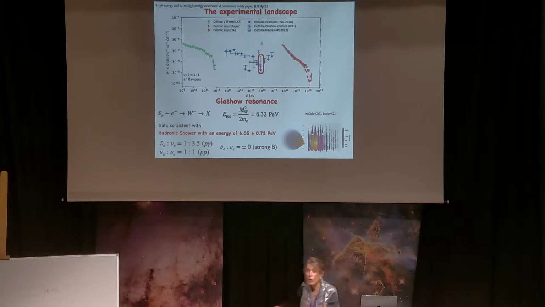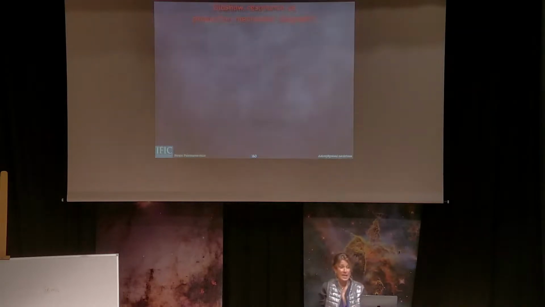So why is the Glashow resonance so important? Because it can tell us, of course, what mechanism is producing these neutrinos, and also the cosmic rays. So if the mechanism is p-gamma, we expect nu_e bar to nu_e of 1 to 3.5. If it's pp, we expect 1 to 1. And if there are strong magnetic fields, we expect no electron antineutrino in the flux, okay? So the Glashow resonance can be used also as a diagnostic for the production of these particles, okay?